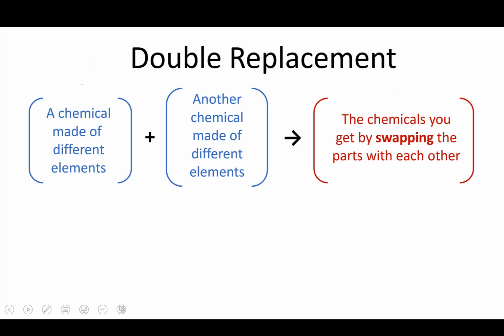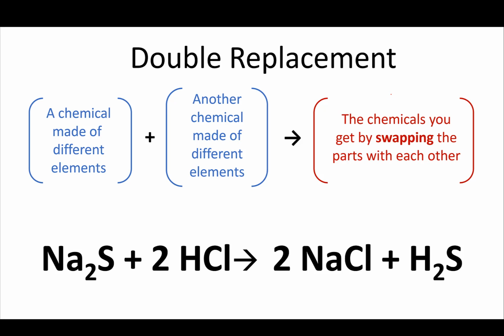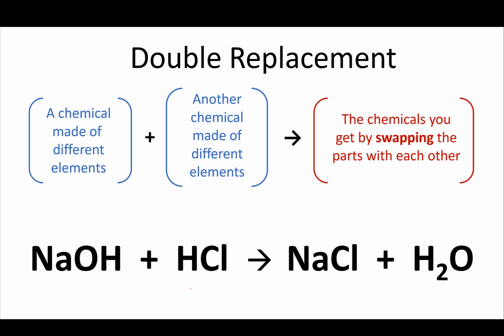Double replacement reactions you can identify because I have one chemical made of different elements, so a compound, another chemical made of different elements, so two compounds, and my products are the chemicals you would get by swapping the parts. So I have a compound and a compound, making a compound and a compound, and you get this by swapping the hydrogen and the sodium. That's how you get the products. In this case, everything is a compound. There are no pure elements. Right, I have sodium, oxygen, hydrogen, hydrogen, chlorine, sodium, chlorine, hydrogen, oxygen. None of these are pure elements. They're all compounds. And you can see that the sodium and the hydrogen swap places. That's how I get this stuff.